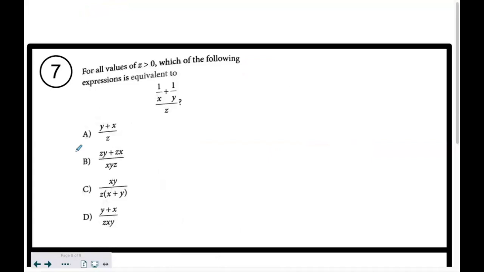All right. Number seven. I don't think I really found a shortcut on this one. This one you just gotta kind of do, but it doesn't take that long.